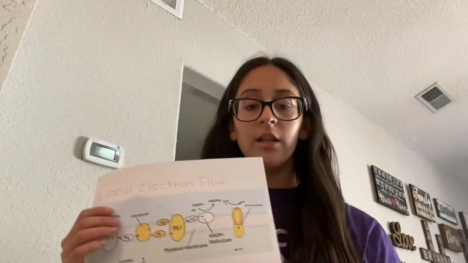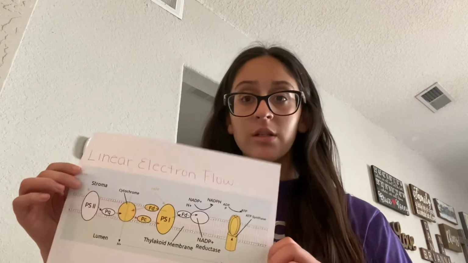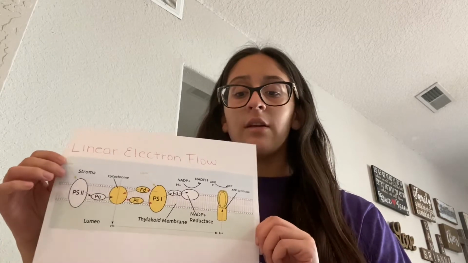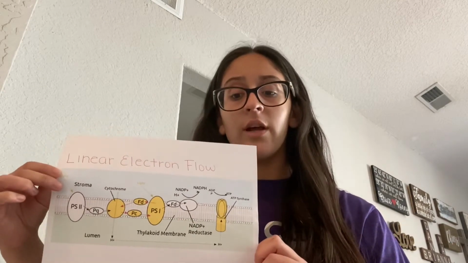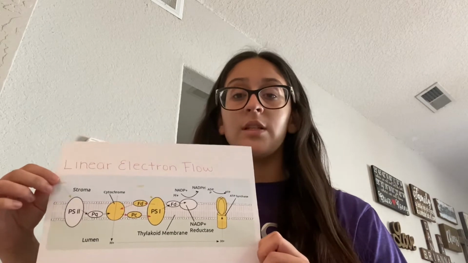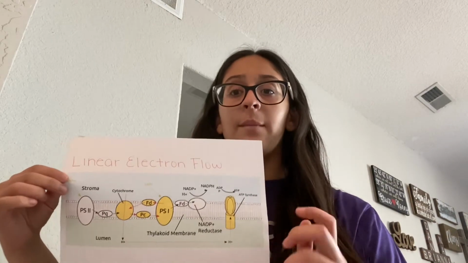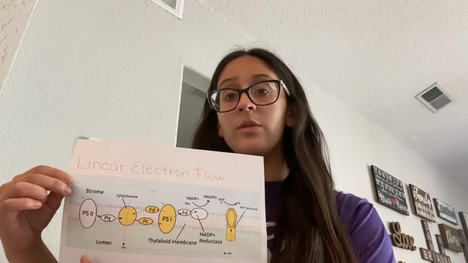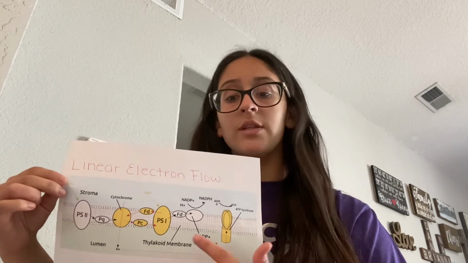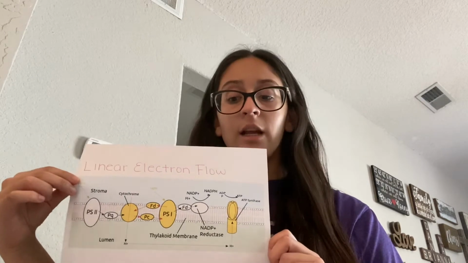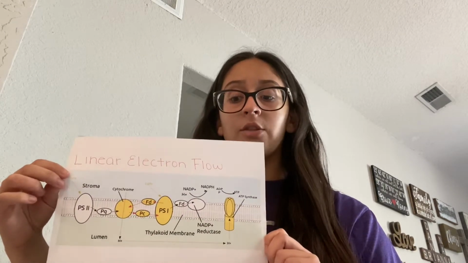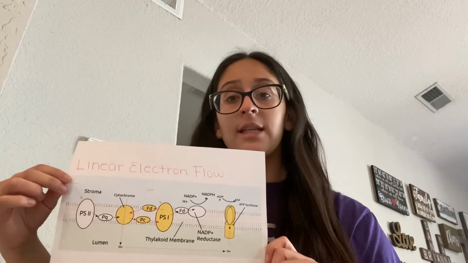So now the linear electron flow starts, which is what I have right here. A photon energizes the first chlorophyll, and the energy transfers to other chlorophylls until P680 is activated. P680 is known as photosystem 2, and photosystem 2 does function before photosystem 1. And an excited electron from P680 is then taken in by the primary electron acceptor, also known as P680+.